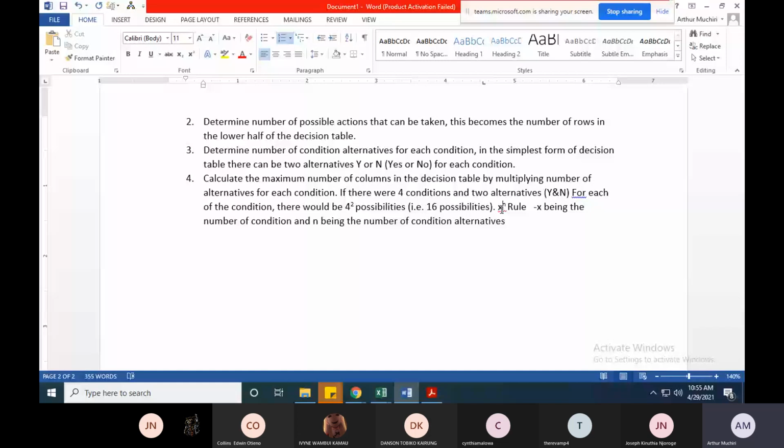I've never seen 8 conditions, or even 5 conditions. The maximum is 4 conditions, the one that I've seen. So the next step that you follow when you're designing this, number 5, is to fill in the condition alternatives.